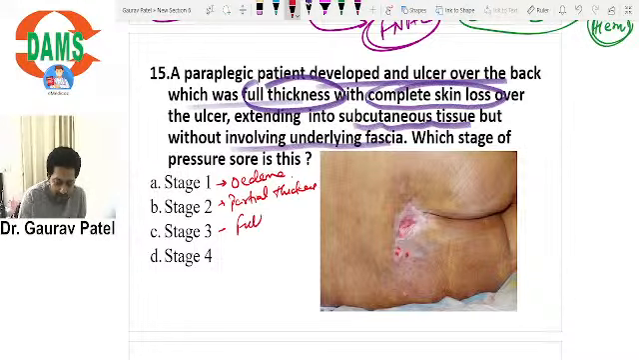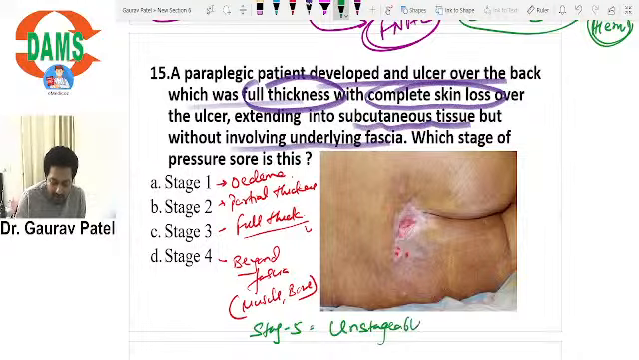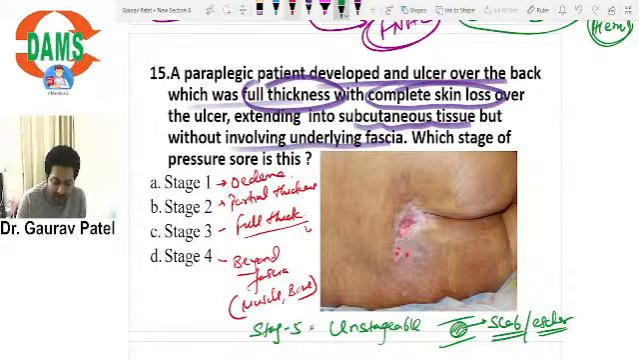Stage 3 is full thickness that can go into the subcutaneous tissue but not beyond fascia. Stage 4 is when it goes beyond fascia, which can involve the muscle and the bone. And there is one stage 5 also, that is unstageable, when on the ulcer there is a scab or eschar type thing present. Then you cannot stage it unless you remove the scab, and you will see how deep it has gone.